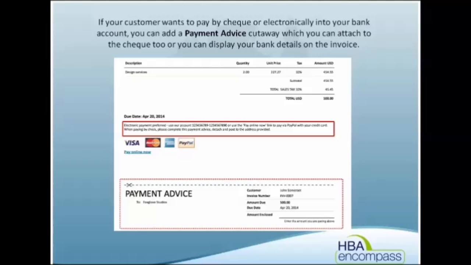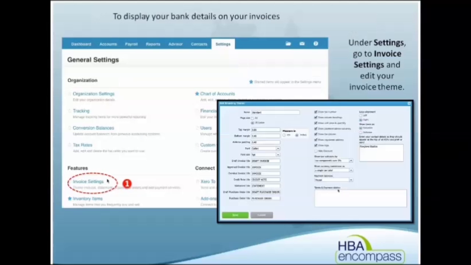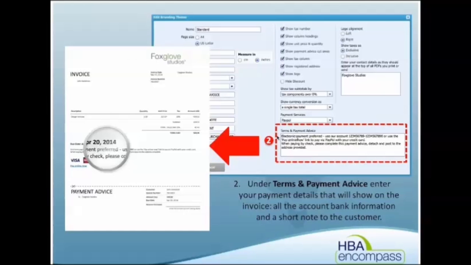So you can actually take that off the bottom if you want to have more room for the rest of your invoice and not waste the ink printing something there that you're not going to use. So to display the bank details on your invoices, we go to Settings, Invoice Settings and Edit, and then in the Terms and Payment Notices where you type that information there, and it will then show on every single invoice.